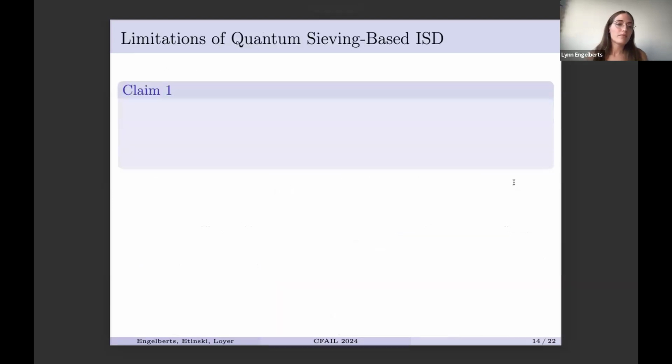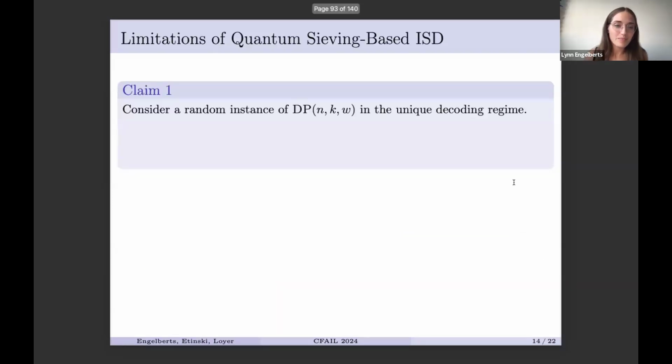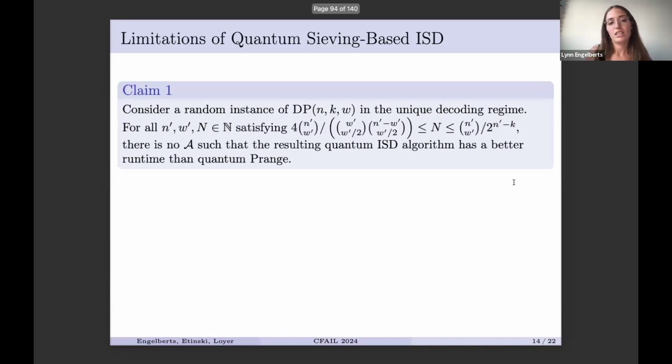Okay, so more formally, we claim the following. Consider a random instance of the decoding problem in the unique decoding regime. Then for any parameters that satisfy both this lower and upper bound constraint on capital N, there is no oracle A such that the resulting quantum ISD algorithm has a better runtime than quantum Branch. And here I would like to recall that this lower bound constraint naturally appeared in the current NNS-based code sieving approaches. And this upper bound was induced by the ISD problem itself, because this oracle A cannot find more solutions than there are.